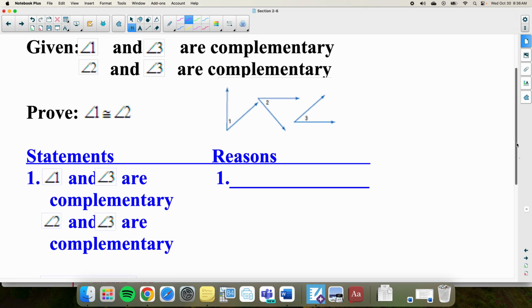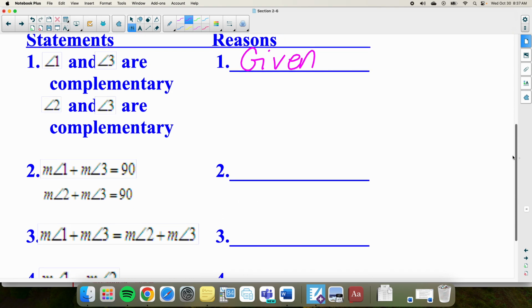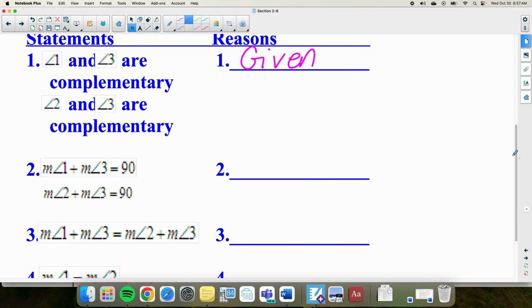So what we're going to do next is we're going to prove that first theorem that I just went over on the previous page. This is what we're given, and this is what we're trying to prove. So notice for step 1, that is what we are given. Angle 1 and angle 3 are complementary, and angle 2 and angle 3 are complementary. Okay? Now, this next step is one that we only do in this proof right here, so I'm not going to have you write it in your cheat sheet, because this step right here we'll never use again.